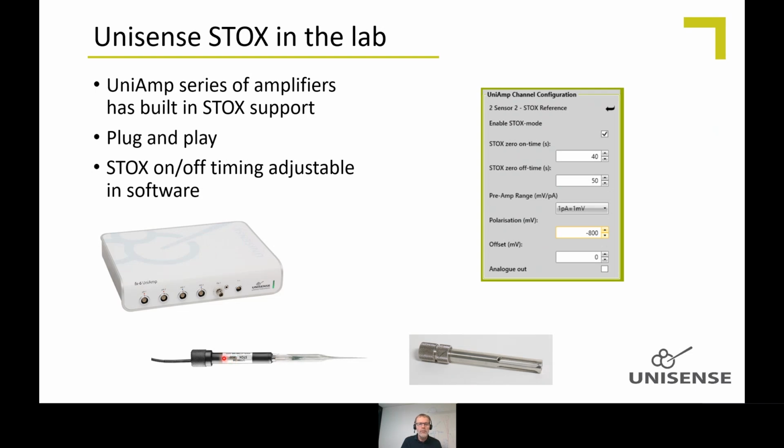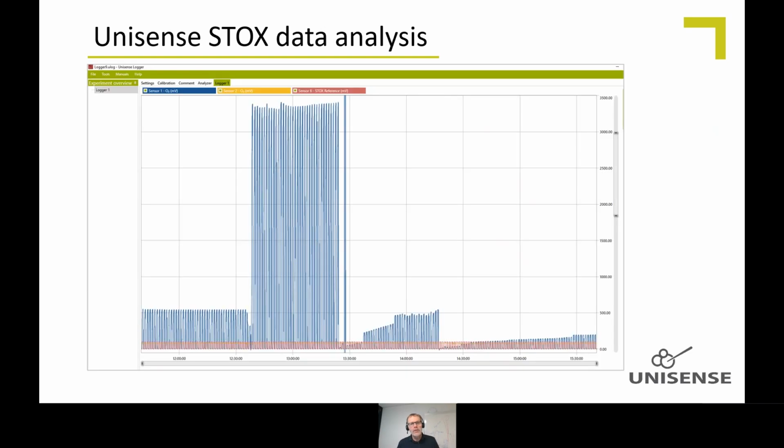You have a STOX sensor, plug in one connector, and that means that you can enable the STOX mode in the software, and you can set the zero on and off time for the front guard here, and you can just run experiments. We have also made it easier to handle data now. There was quite a lot of work in Excel with long experiments. This is a typical data set from a STOX measurement. You see the blue line going up and down because the front guard is on and off. The red is the sync signal that shows when the front guard is on and when it's off. That's needed to analyze the data.